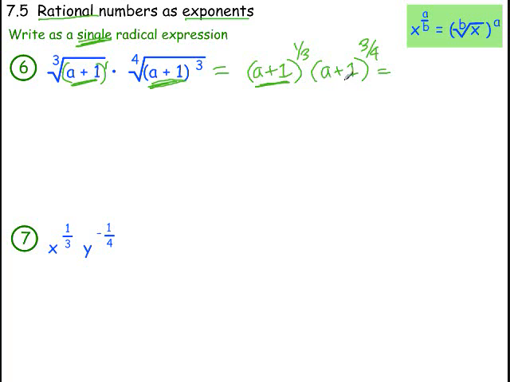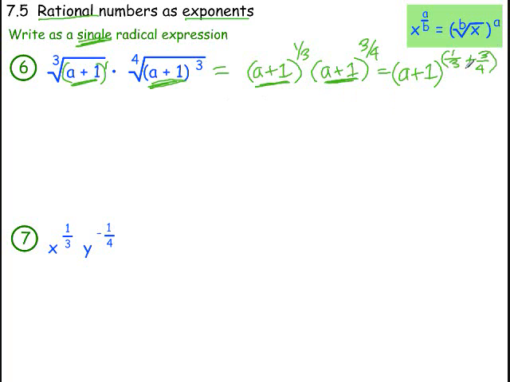Same base on both of them. If we have the same base, two expressions being multiplied together like this, what do we do? We add. So I guess I can fit it up here. A plus 1. You can see it is really important for me to remember these parentheses because these exponents apply to the whole thing. If I don't put the parentheses in, we'll lose that information. Okay, and now my exponents, I add them, right? 1/3 plus 3/4.